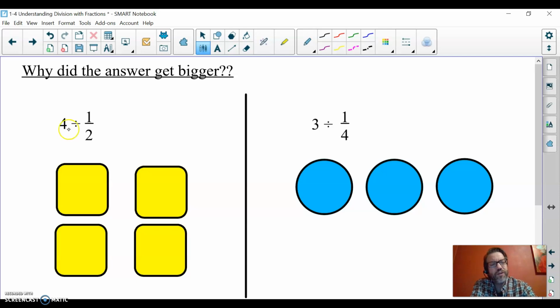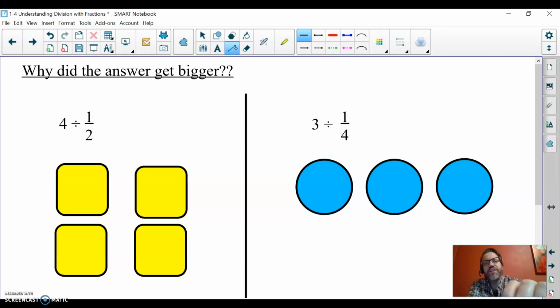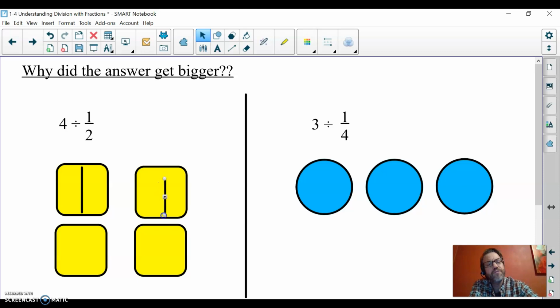And so let's talk about that here. In that problem, 4 divided by 1/2, if you're dividing by 1/2, you're asking how many times will 1/2 go into 4 whole? So I have 4 whole squares here. This represents 4 whole. And if I want to find how many halves there are in this, I'm going to go ahead and cut each of these squares in half, okay? So I'll cut this one in half here, and this one in half.